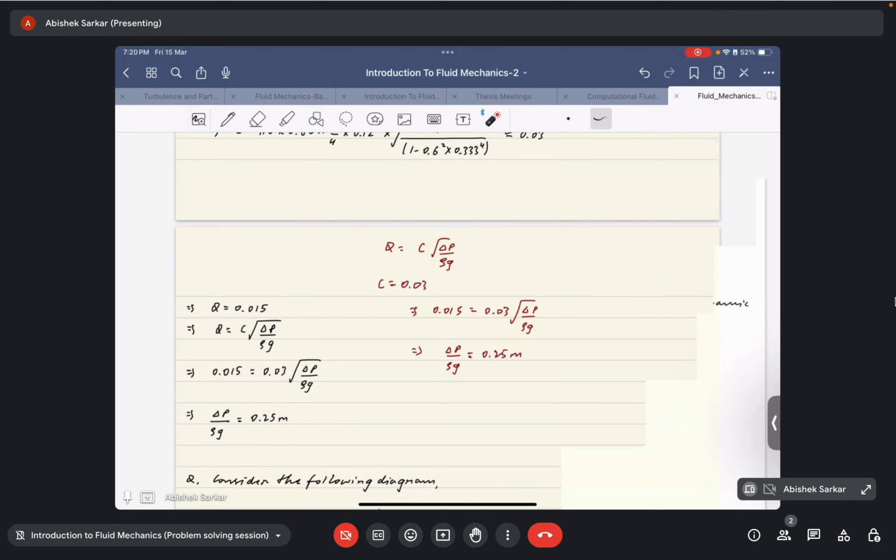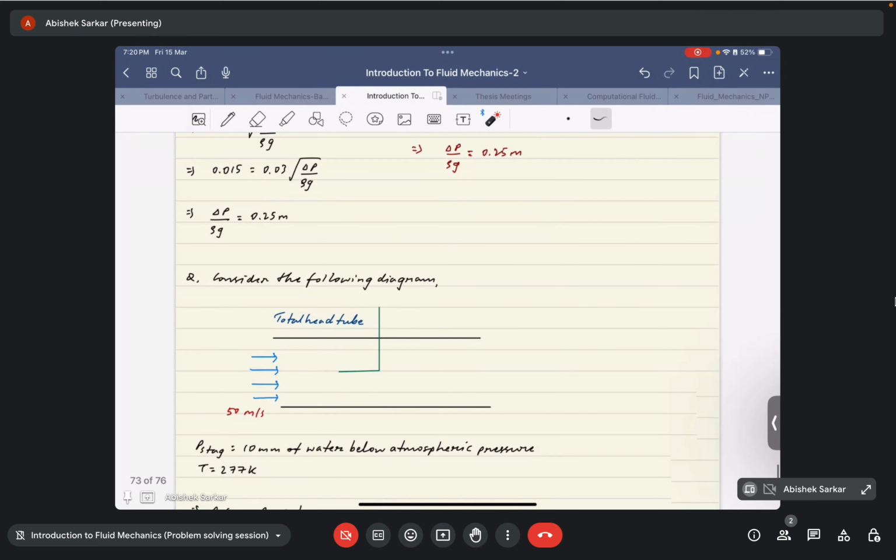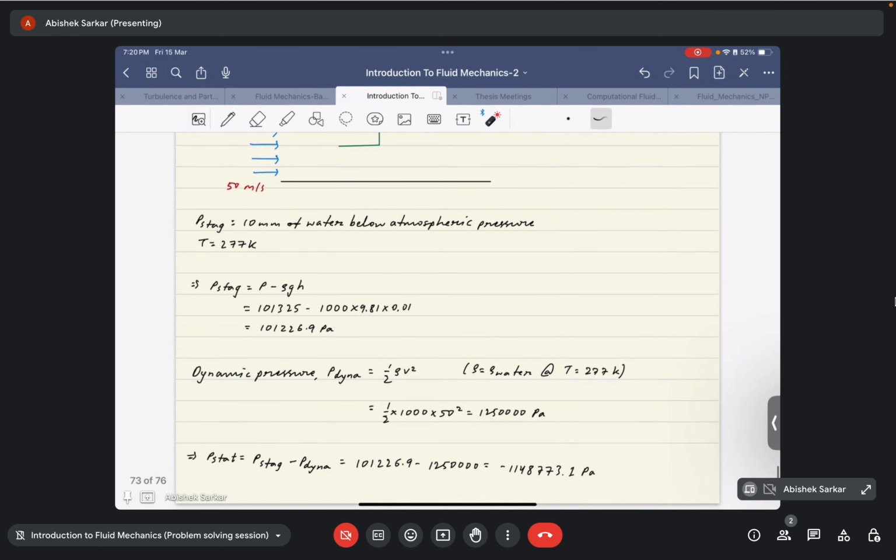Okay, so if you go back to the calculations, we get that P stagnation is P minus rho gh, where P is the atmospheric pressure, because they mentioned that P stagnation is 10 mm of water below the atmospheric pressure. So P stagnation would be equal to 101,226.9 Pascal.